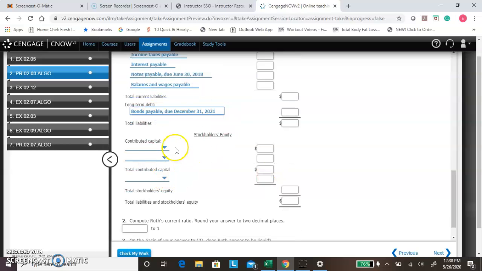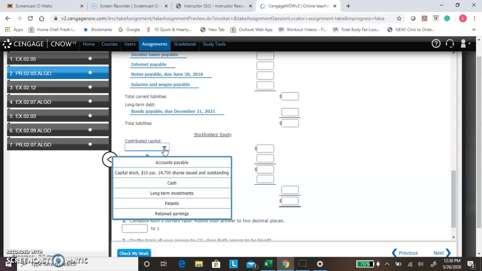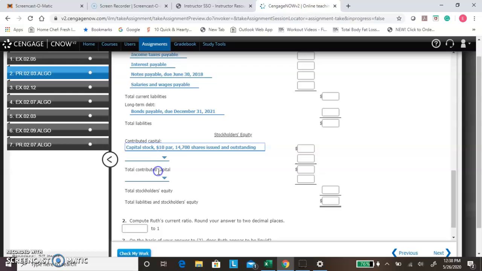Okay, now let's talk about our equity. So we have capital stock. That is considered equity. So when you first open a company, what happens is you sell stock and you get cash, and you use that cash for whatever you need, but you've sold a little part of your company. That gets stated on the balance sheet.